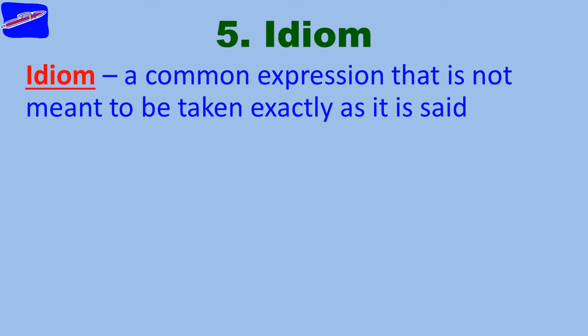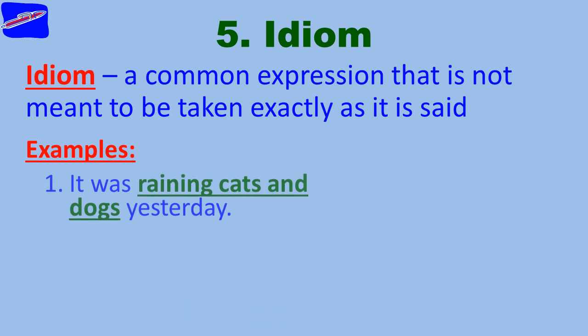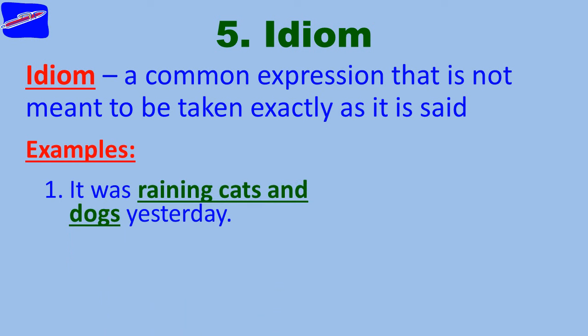Some examples of idioms might be, it was raining cats and dogs yesterday. That doesn't mean that cats and dogs were literally falling out of the sky. It just means that it was raining so hard that it felt like more than just rain was falling.